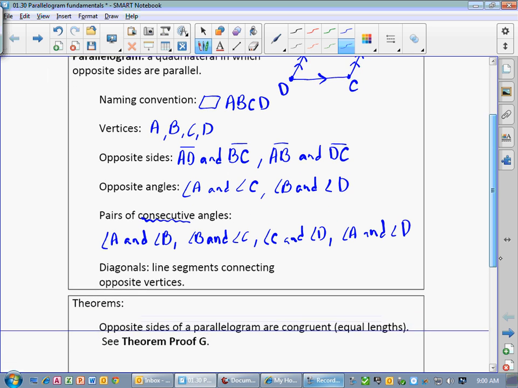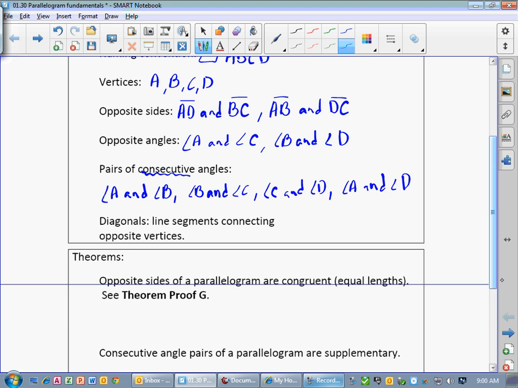And then finally, the diagonals of a parallelogram. So let's draw another little parallelogram down here. The diagonals are line segments connecting opposite vertices. So if I have A, B, C, D, diagonals connect D to B and A to C. And so our diagonals here would be segment AC and segment BD.